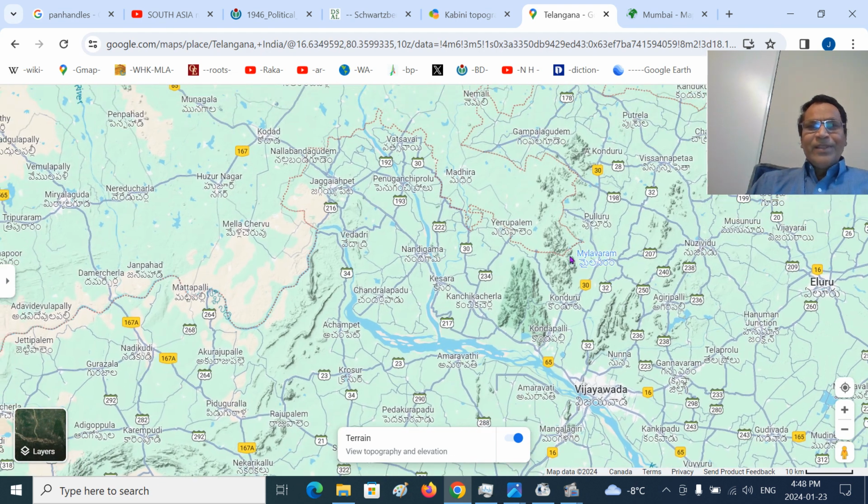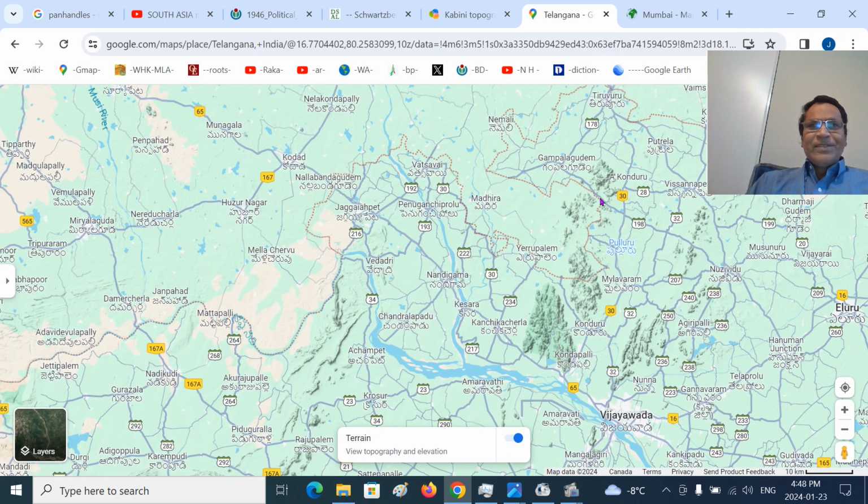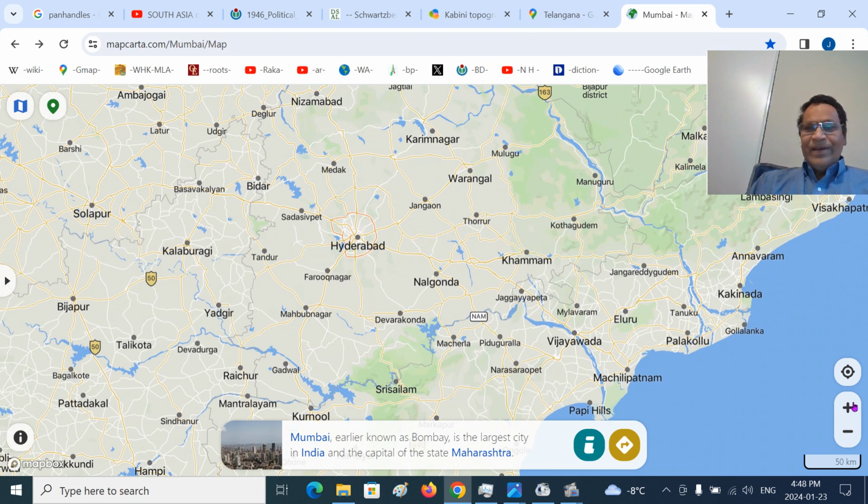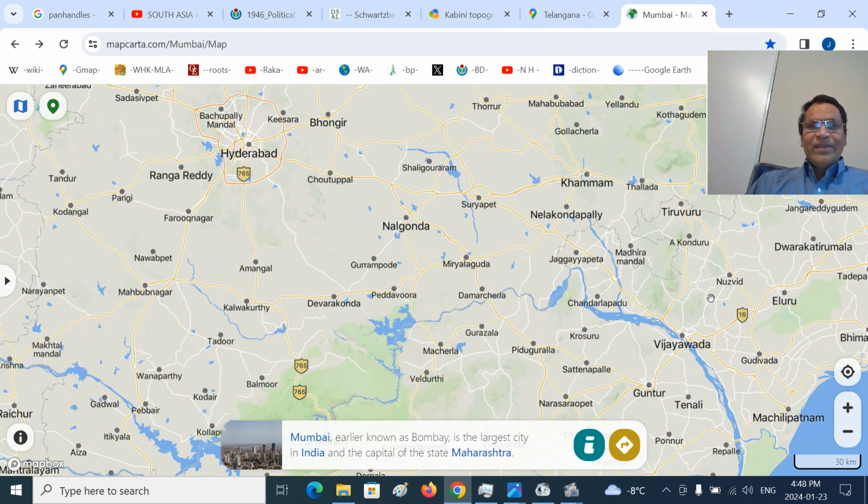Actually, these people are very close to the coast, the people of Madhira. So it's a protrusion inside. You can see the same thing, Khammam Metta, sometimes called Kammameta. You can see the Jaggayyapeta Madhira Mandal. This is Tiruvuru. So that is the Madhira region.